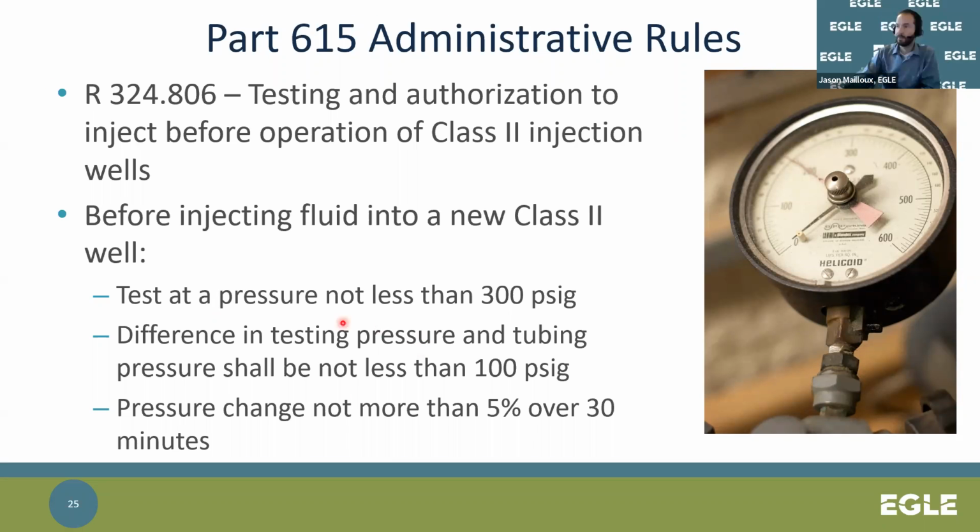All right, into some MITs. Rule 806 is regarding testing and authorization to inject before operation of Class II injection wells. So before you start a new injection well, you have to run an MIT at a pressure of at least 300 PSIG, and you need to have at least a 100-pound difference between testing pressure and tubing pressure, and the pressure change can't be more than 5% over 30 minutes. This is one where you do see a very slight difference between the EPA rule and the Michigan rule of 3% versus 5%.